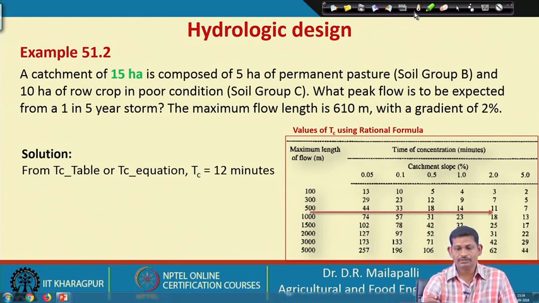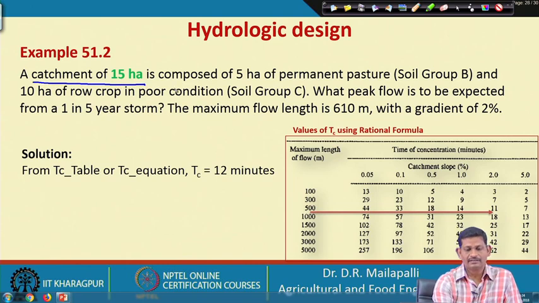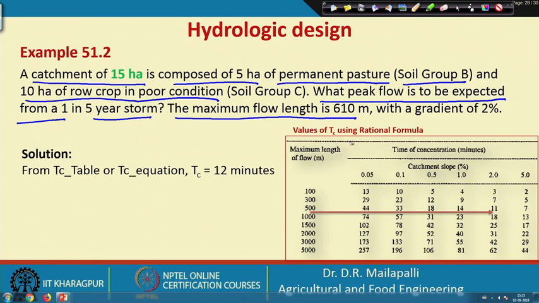So, here is example 2. A catchment of 15 hectare is composed of 5 hectare of permanent pasture. The soil group of this pasture land is group B, and 10 hectare of row crop in poor condition, so that is soil group C. What peak flow is to be expected from a 1 in 5-year storm? The maximum flow length is 610 meter with a gradient of 2%.